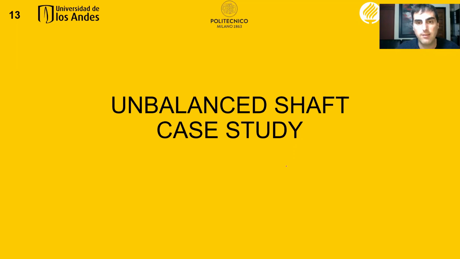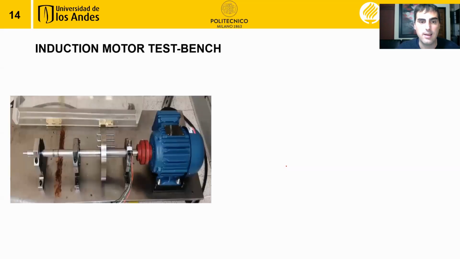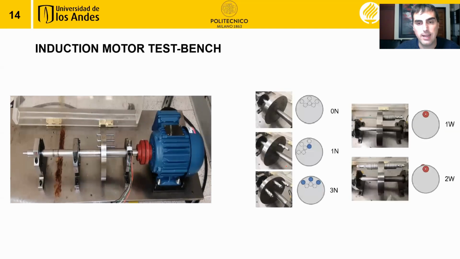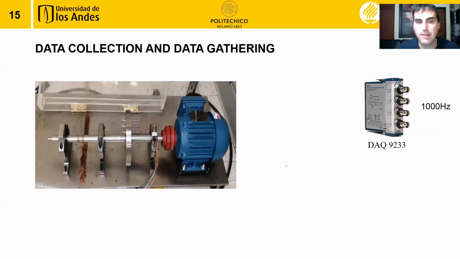So we developed this unbalanced shaft case study, which is based on an induction motor test bench, in which we have an induction motor with a flywheel, and we manually unbalance this shaft with 5 levels of unbalance by using screws and nuts. In this way, what the students have to do is acquire data and use the data acquired from a vibration sensor to classify all the different levels of unbalance.